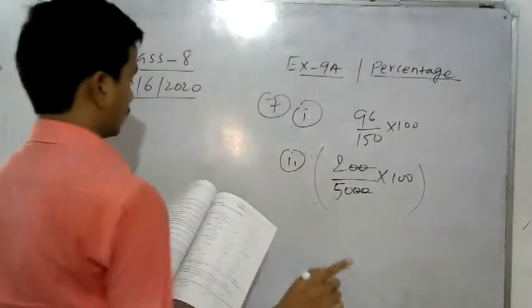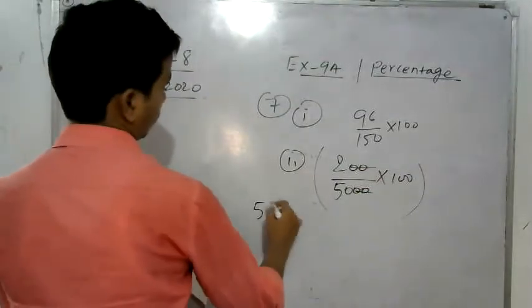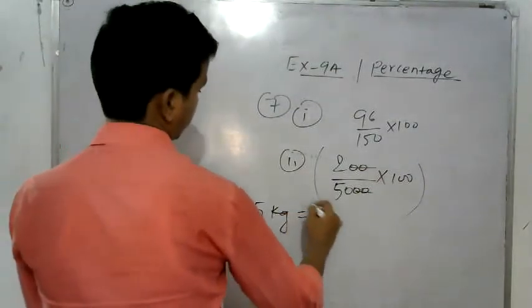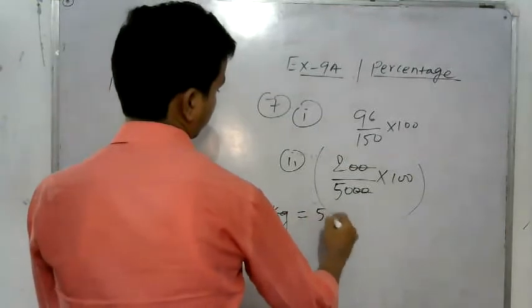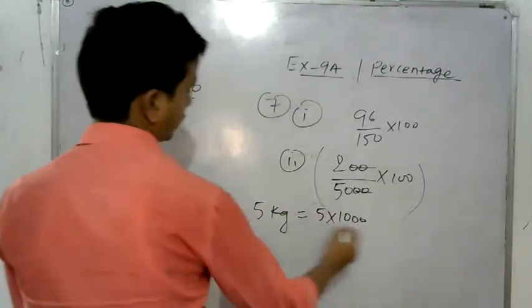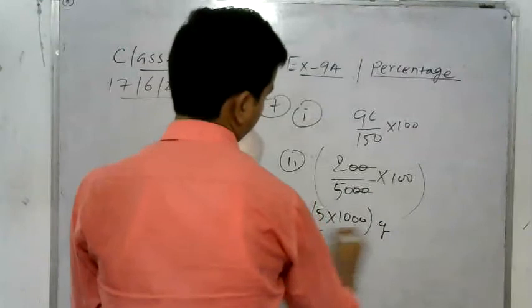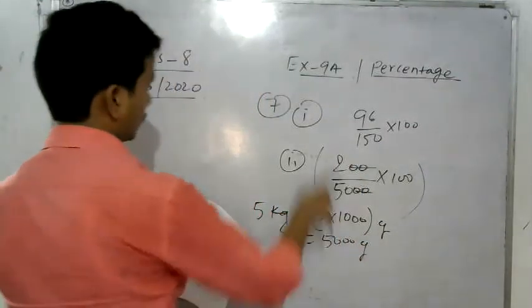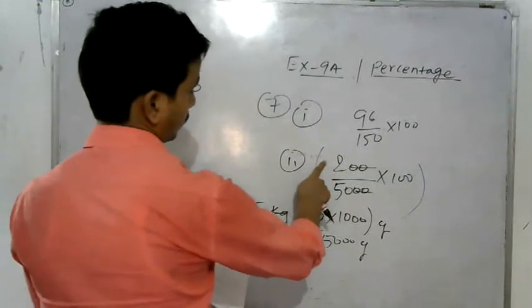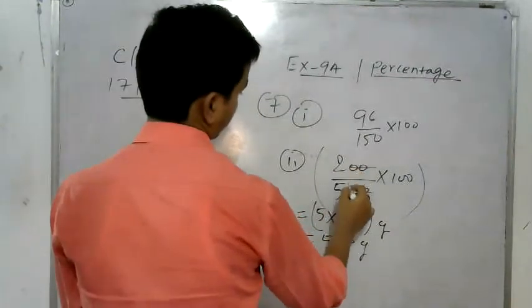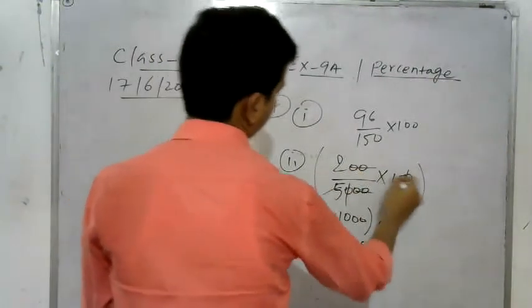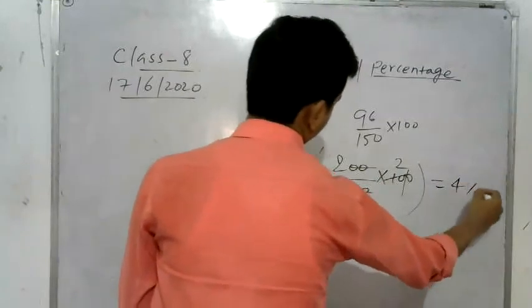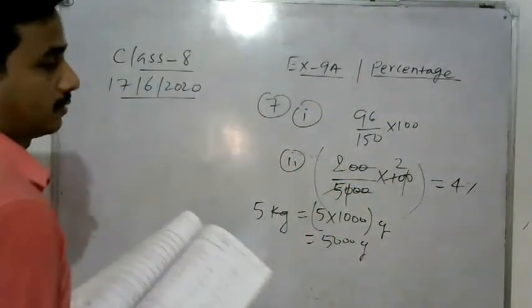Make sure you convert 5 kg, which is equal to 5 into 1000, because 1 kg is equal to 1000 gram. So therefore this is 5000 gram. Now you have to convert both into the same unit. 200 gram divided by 5000 gram. This is 10, 10, 5 2s are 10. So you will get 4% as the answer. Okay.